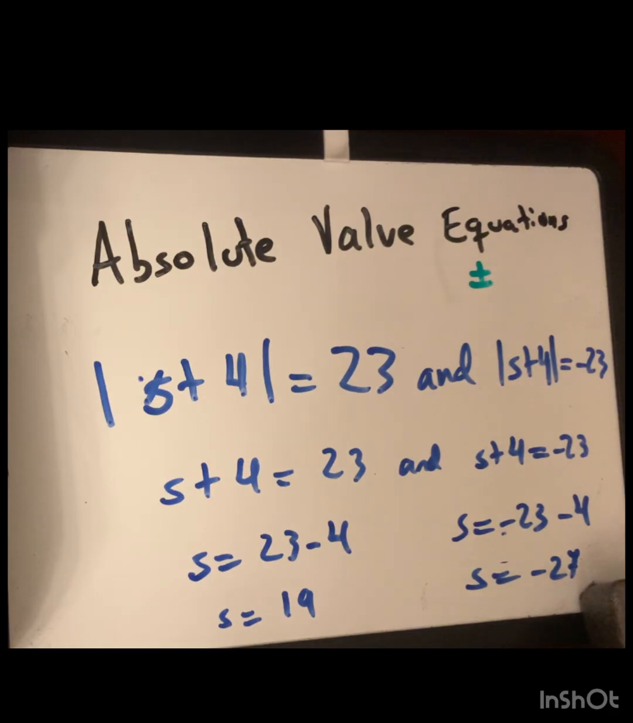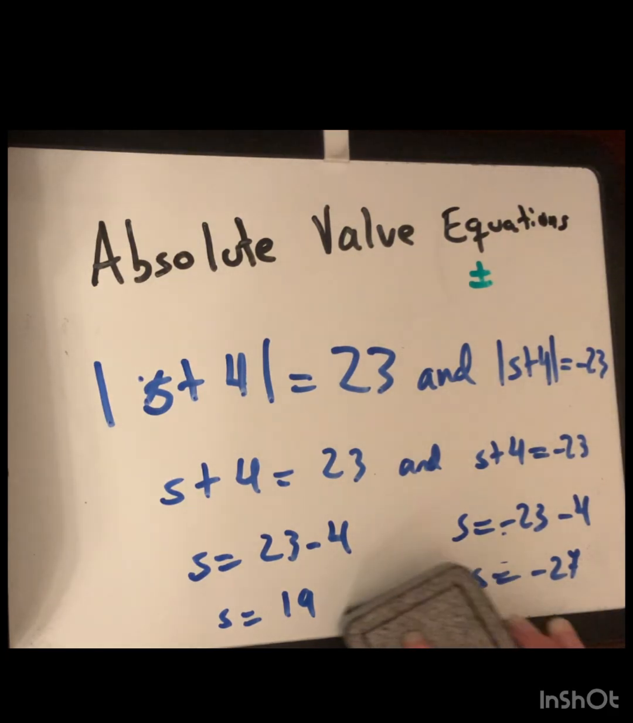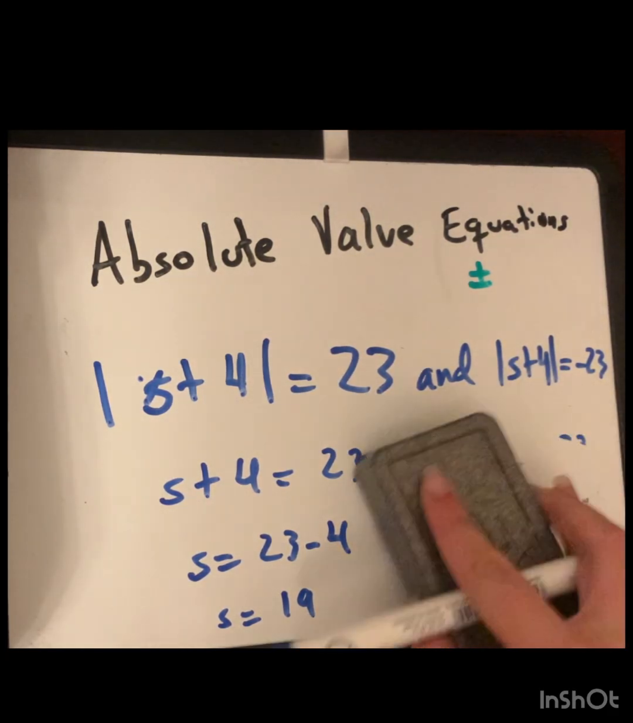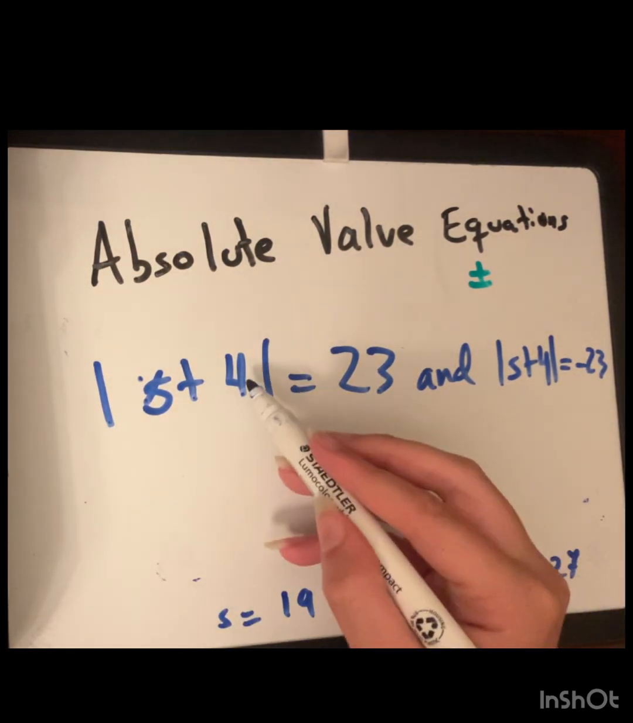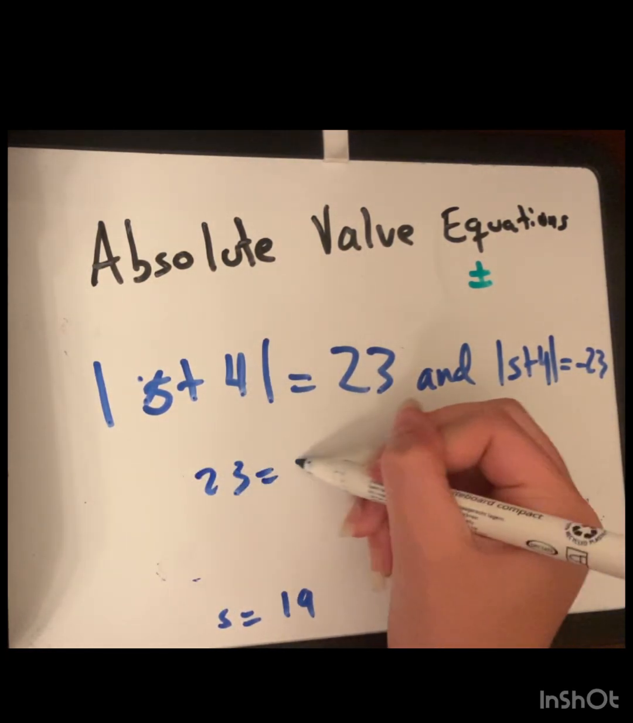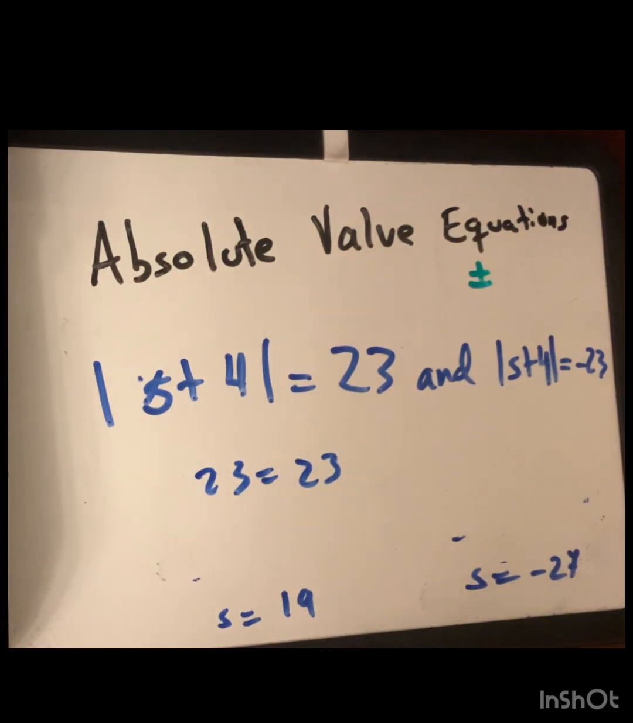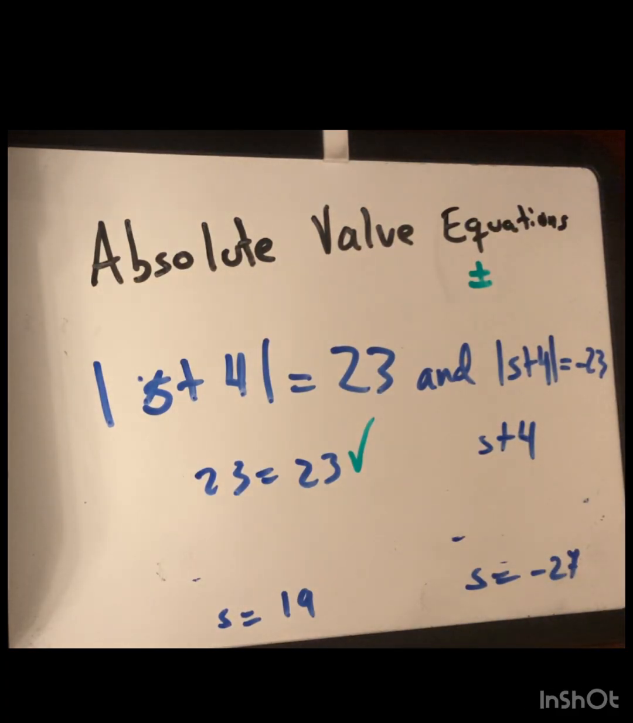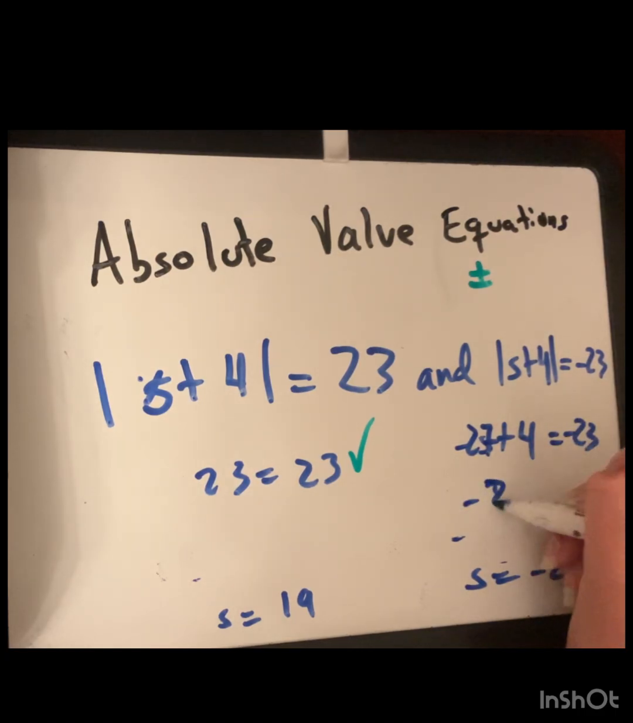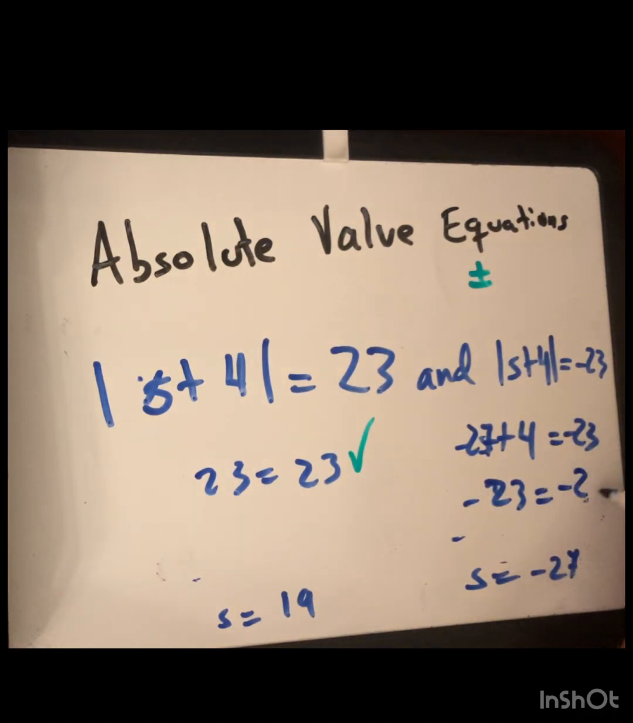So now that you have negative 27, you have both answers, 19 and negative 27. Now let's substitute it to make sure you have it right. So 19 plus 4 is 23. This is correct. Now, S plus 4: negative 27 plus 4 is negative 23, so negative 23 equals negative 23, and they're both right.